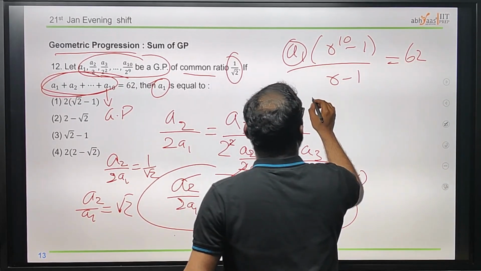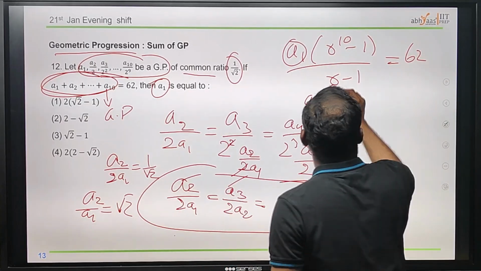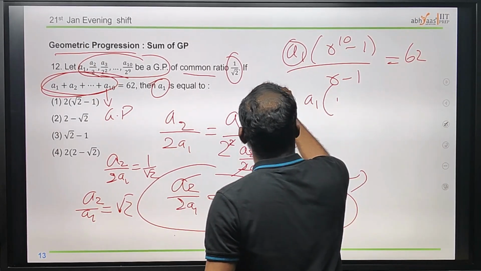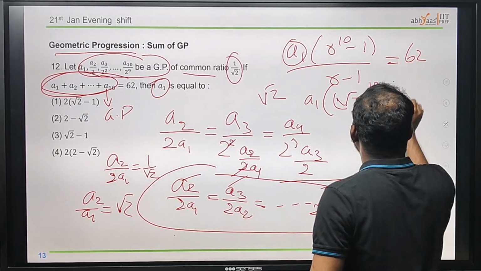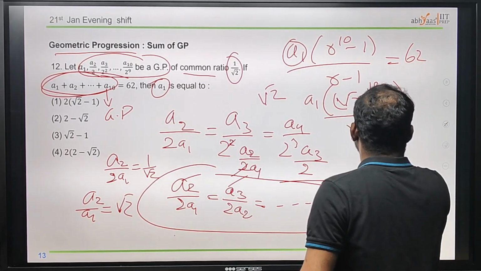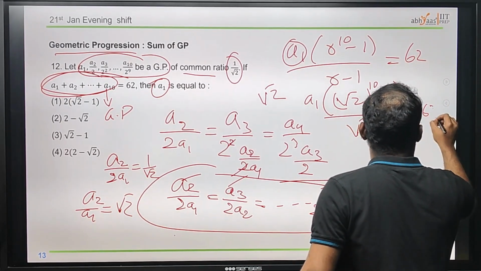Okay, they are already given, and this one we have to find, with r, the common ratio, as root 2 here. Therefore (root 2 power 10 minus 1) divided by (root 2 minus 1), which is equal to 62.